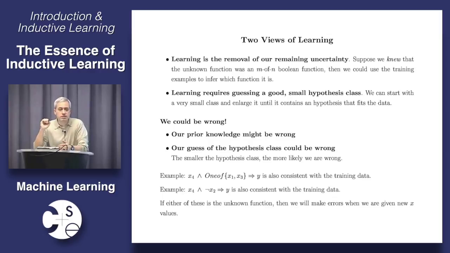Another way to look at it is the following. Well, gee, you really got lucky here, right? We had this random Boolean data set. We didn't know most of the examples, and we postulated that this is an M of N rule. Great, right? What are the chances of that actually being the case? Well, notice this loaded word here. Learning requires guessing a good small hypothesis class. There is always guesswork involved in learning.